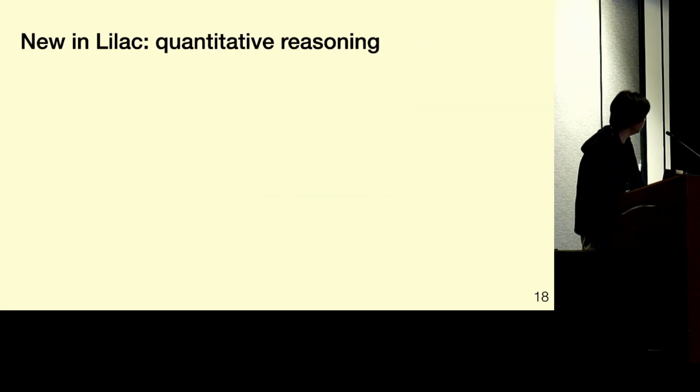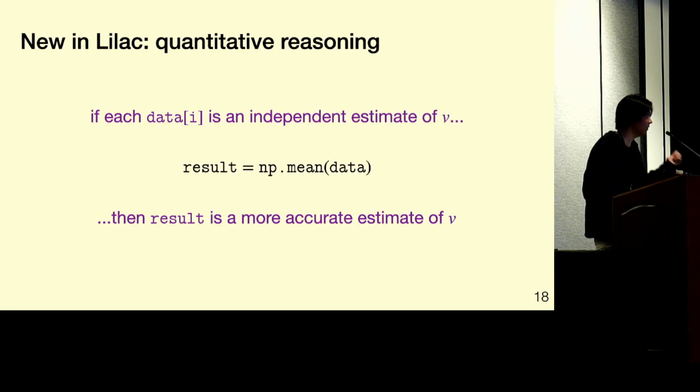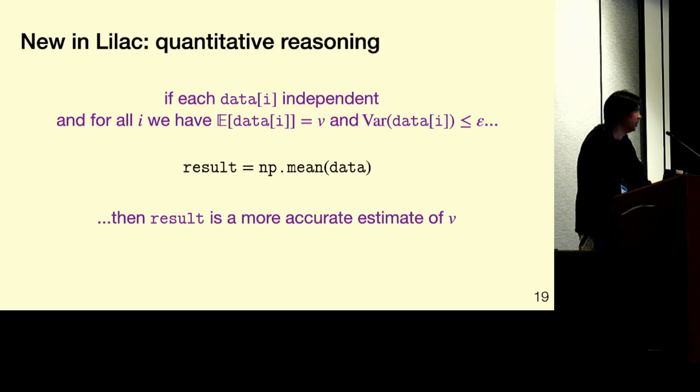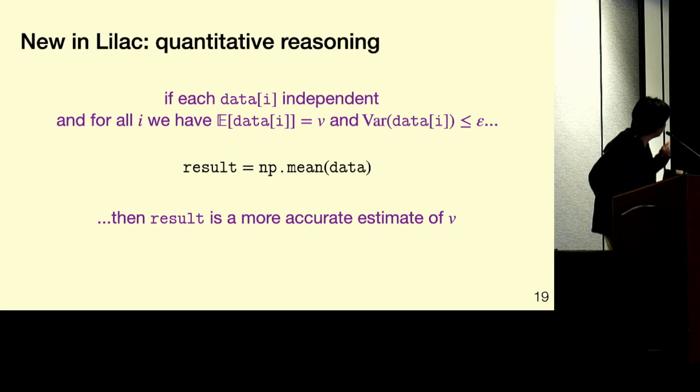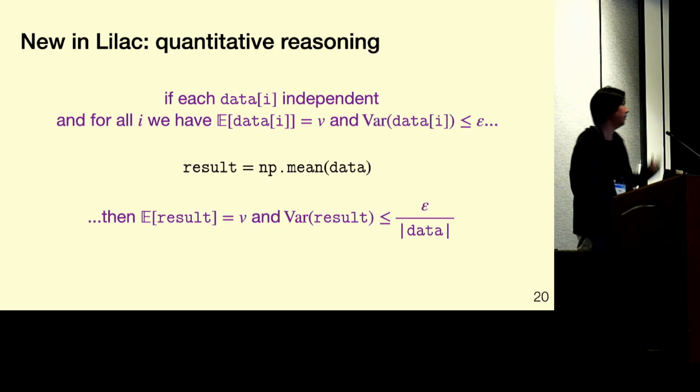Also new in Lilac is the ability to support quantitative reasoning about programs. So earlier I had this example about a scientist who wants to aggregate some information that they've collected from the real world. And this statement about how doing this is okay is expressed in the language of probability theory using quantitative operators like expectations and variances, right? So you might say that, well, if the elements of the array are independent and they have the same expectation and some bounded variance, then when I take their average, I get something that still has the same expectation but a smaller variance. In Lilac, we can express these kinds of things.